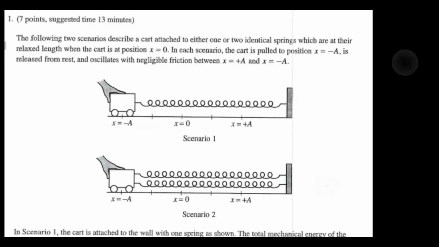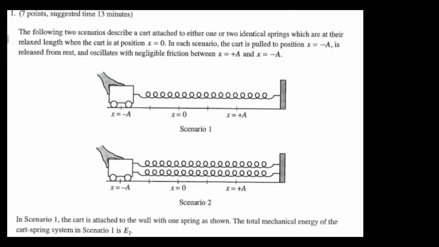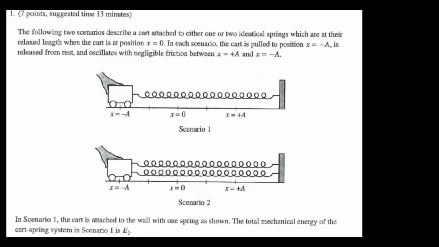So the question states the following two scenarios describe a cart that is attached to either one or two identical springs. So the first scenario has one spring and the second one has two springs. But other than that, it's the same scenario, right? It's the same cart. It looks like there's negligible friction.